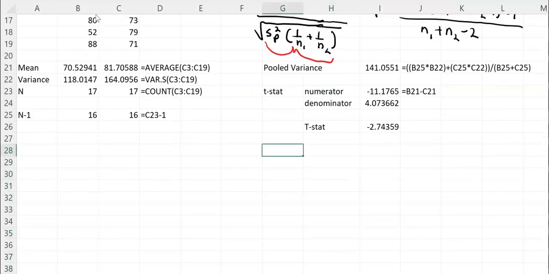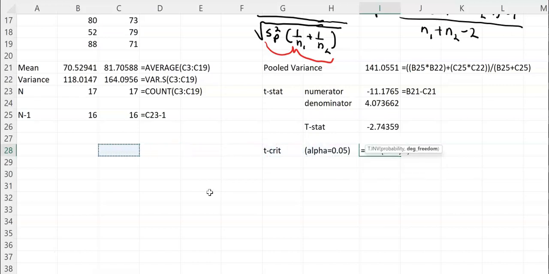Now I can use positive 2.74. It doesn't really matter if I wanted to write it as 81 minus 70, but since it's a two-tailed test, we can use either negative or positive numbers. Now we can find the t critical value. Let's say my alpha is 0.05, so we're testing at 5%, so it should be T.INV. The probability is 0.05 divided by 2, and the degrees of freedom is going to be n1 minus 1 plus n2 minus 1.